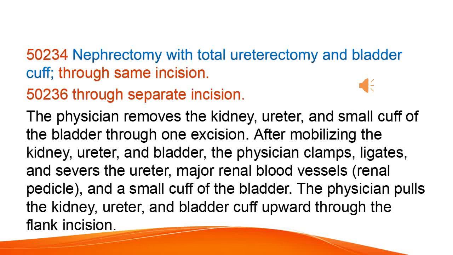Nephrectomy with total ureterectomy and bladder cuff, through same incision. Through separate incision. The physician removes the kidney, ureter, and small cuff of the bladder through one excision. After mobilizing the kidney, ureter, and bladder, the physician clamps, ligates, and severs the ureter, major renal blood vessels, renal pedicle, and a small cuff of the bladder. The physician pulls the kidney, ureter, and bladder cuff upward through the flank incision.